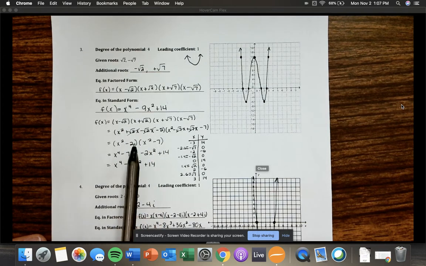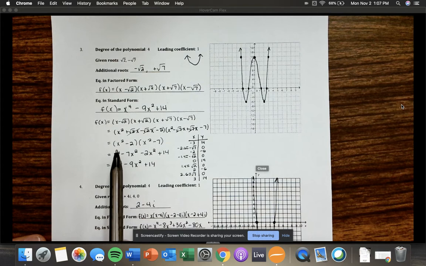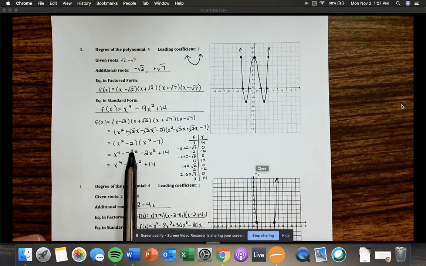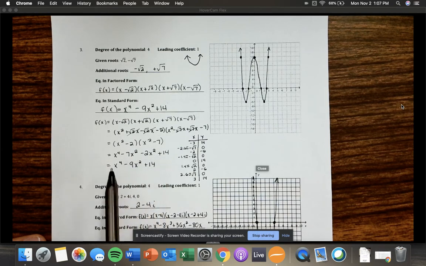just like we FOILed the first problem, right? So we have x squared times x squared is x to the 4th. Negative 7 times x squared is negative 7x squared. Negative 2 times x squared is negative 2x squared. And then negative 2 times negative 7 is positive 14. Clean that up, and we have our equation in standard form.